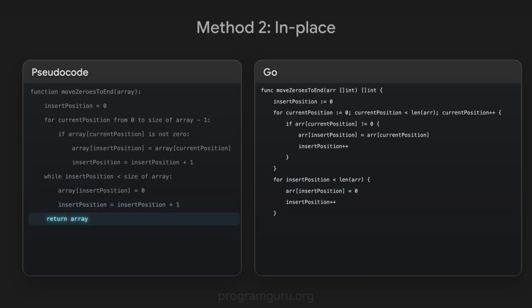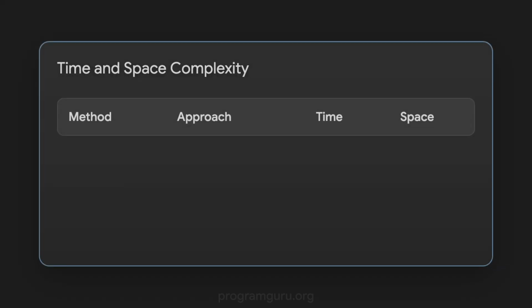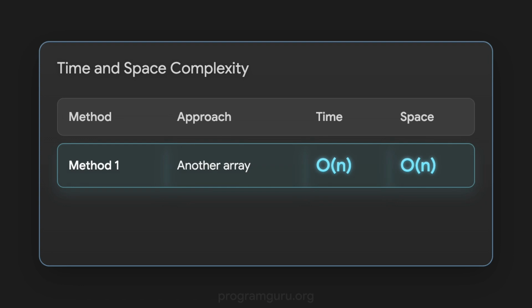So in all 4 languages, the idea is the same. Use the same array. Move non-zero elements to the front. Fill the remaining positions with zeros. Now let us quickly compare both methods. For method 1, we go through the array once, so the time complexity is O of n. Method 1 also creates another array to store the answer, so the space complexity is also O of n.